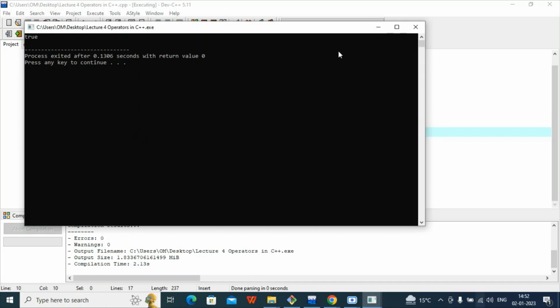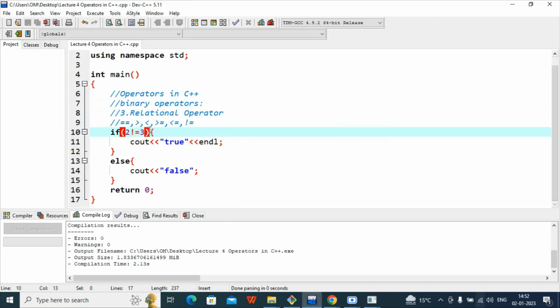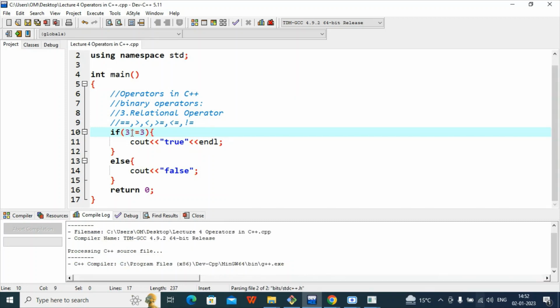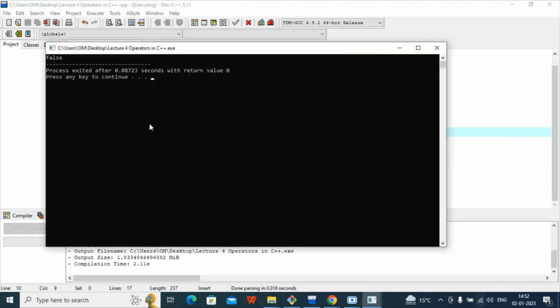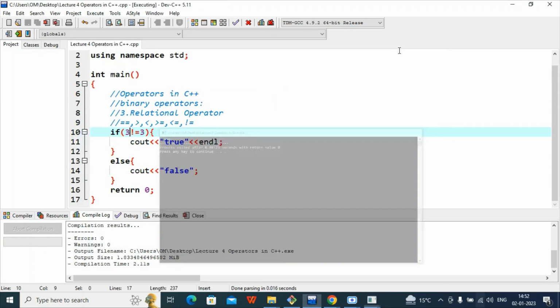Cool, it is giving you true, because it is true that 2 is not equal to 3. When I checked 2 equal to 3, it gave you false. But 2 not equal to 3 gives you true. And if I check 3 not equal to 3, it will give you false because 3 equals 3. In one expression it is giving you false, right?